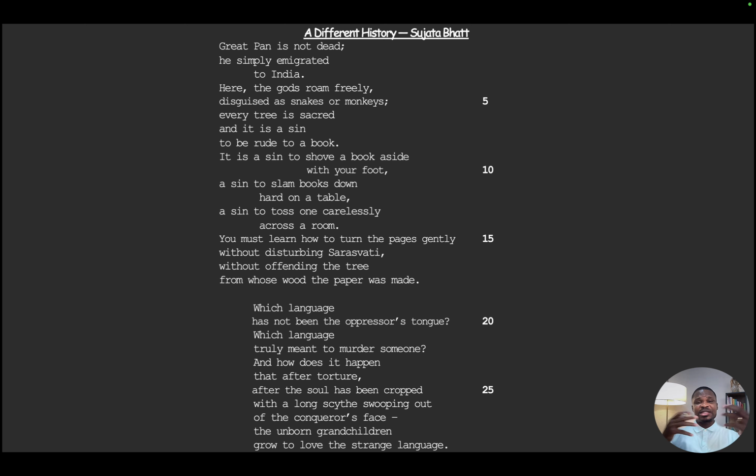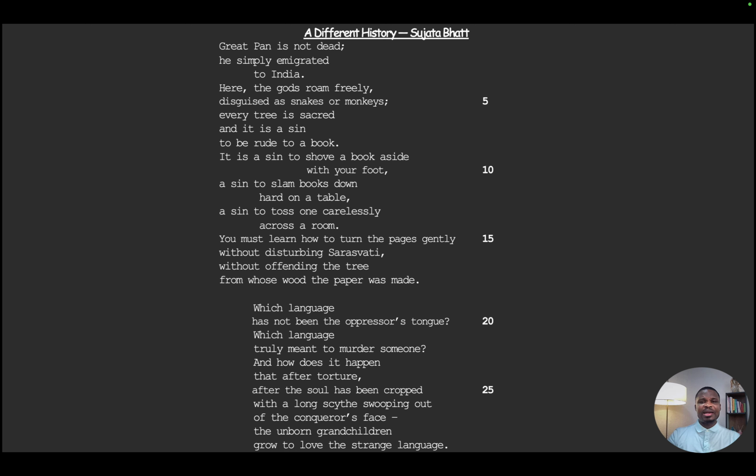Now, in terms of a summary, the poem is essentially about the gods, the movement of the gods, and how in India there's more welcoming of the gods than in Europe, where Great Pan has emigrated from. You can also see a lot of emphasis on how books should be treated, and how nature should be cared for. Then in the second stanza of the poem, it talks about language, how language has been used as a tool to subjugate and then control people. So that essentially is the summary of the poem.